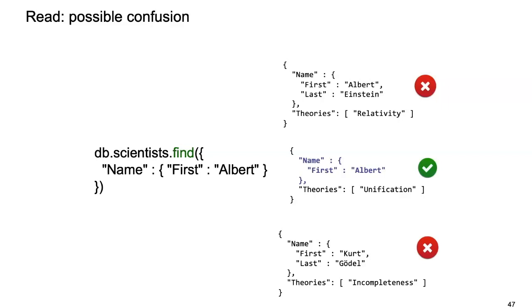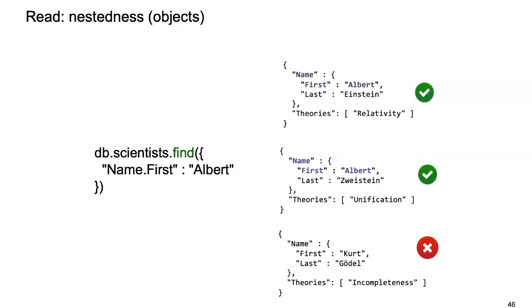So in that case, it's going to return the second document because that's exactly first Albert in there. The order doesn't matter, of course, but exactly the same. But the first one would not be returned. Why? Because it also has last Einstein. That's not an exact match, right? So be careful. Probably this is not what you want, and this is usually what people actually want. You should be using a dot to filter nested values.